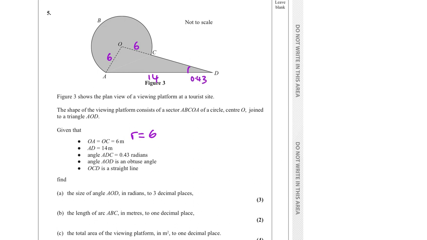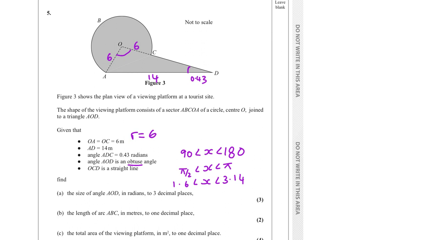And before I carry on with the question, I'm going to put my calculator into radians. Angle AOD is an obtuse angle. What does obtuse mean? Greater than 90 degrees and less than 180. So we know obtuse is in between 90 and 180. However, we're in radians. So what does this mean? It means it's in between pi over 2 and pi, which is, just to make my life easier, 3.14 and 1.6.